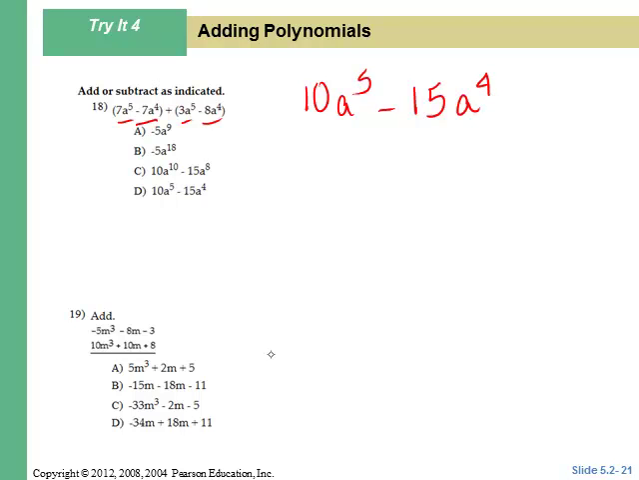Here we are going to just add them vertically. 5, negative 5 plus 10 is positive 5m to the 3rd. Negative 8 plus 10 is plus 2m. Negative 3 plus 8 is plus 5.